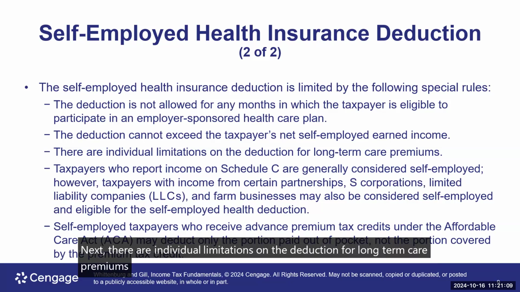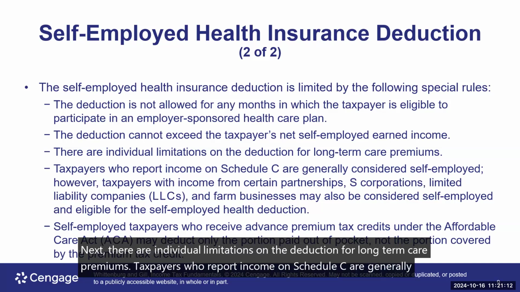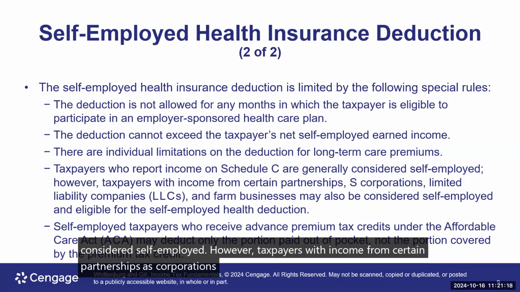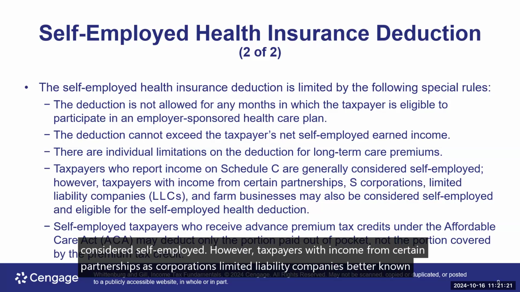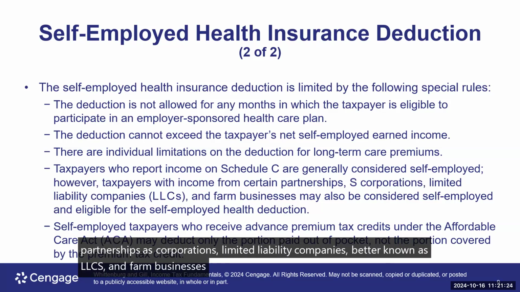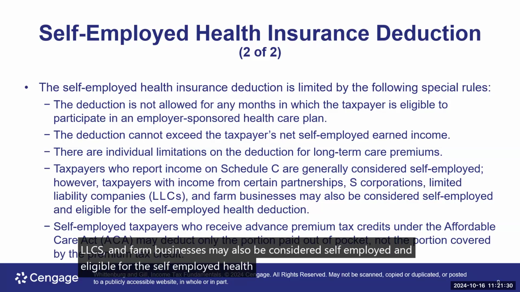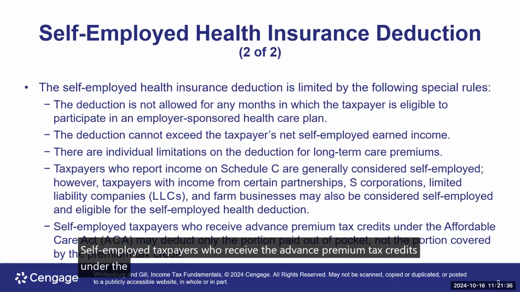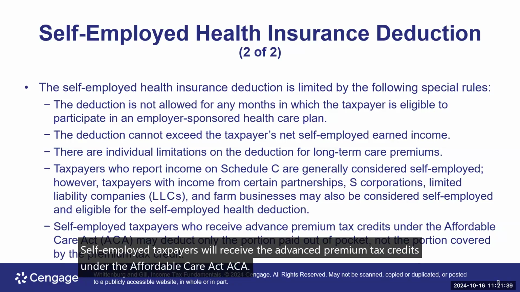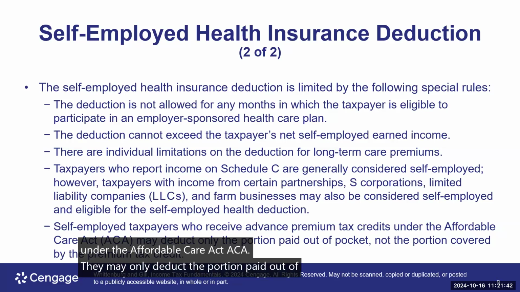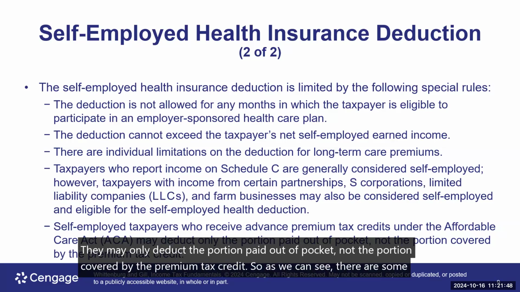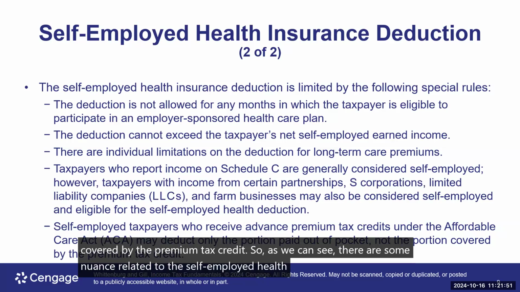Taxpayers who report income on Schedule C are generally considered self-employed. However, taxpayers with income from certain partnerships, S corporations, limited liability companies, better known as LLCs, and farm businesses may also be considered self-employed and eligible for the self-employed health deduction. Self-employed taxpayers who receive the advanced premium tax credits under the Affordable Care Act, ACA, may only deduct the portion paid out of pocket, not the portion covered by the premium tax credit. So as we can see, there is some nuance related to the self-employed health insurance deduction.